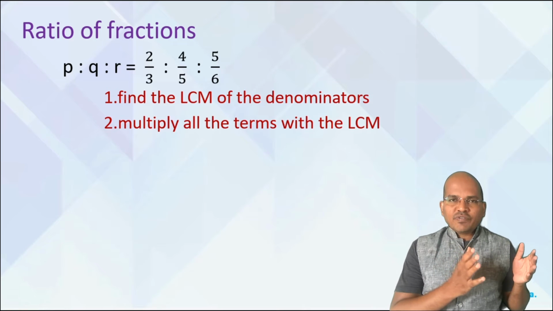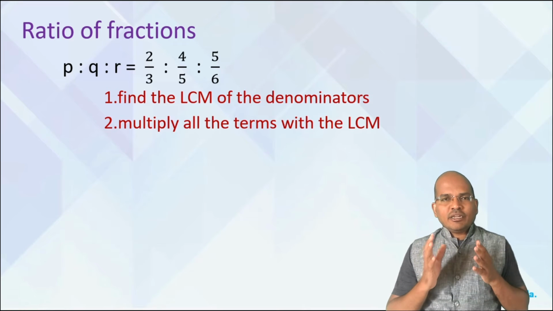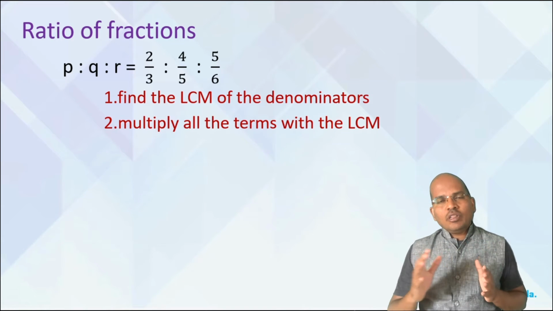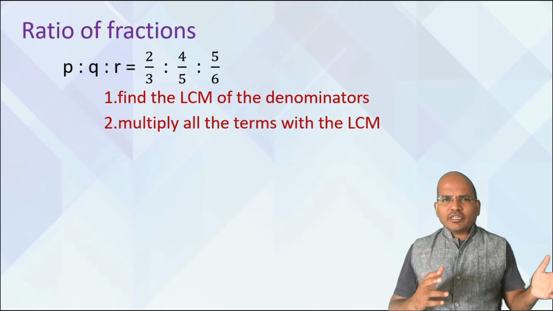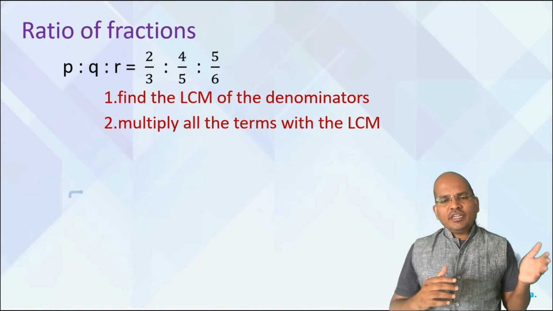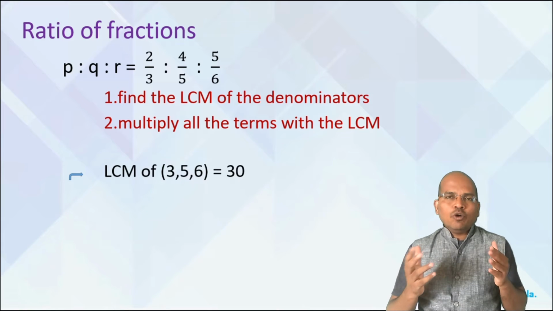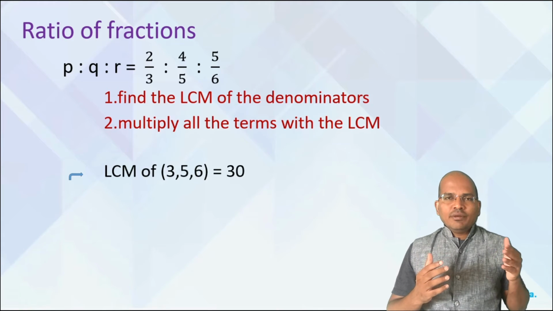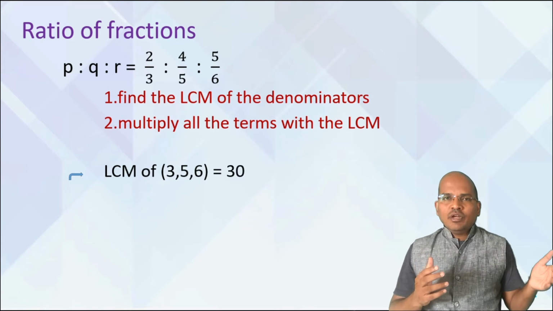So first step is find the LCM, the second step multiply the LCM to all the terms in the ratio. Let us see a small example. In the example, let the LCM of 3, 5, 6 is 30. I hope you all know how to find the LCM. But for the minute, take it as the LCM of 3, 5, 6 is 30. Now, we multiply this 30 to all the terms.